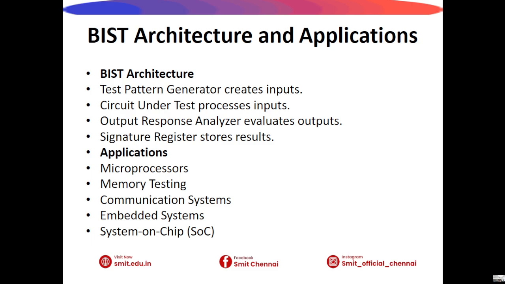Next we see about the BIST architecture and application. A BIST circuit consists of three main blocks. The test pattern generator creates input patterns automatically. The circuit under test processes these patterns. The output response analyzer checks the output and generates a compact signature. BIST is widely used in microprocessors, memory circuits, communication devices, embedded systems, and system on chip applications because it reduces testing cost and improves reliability.